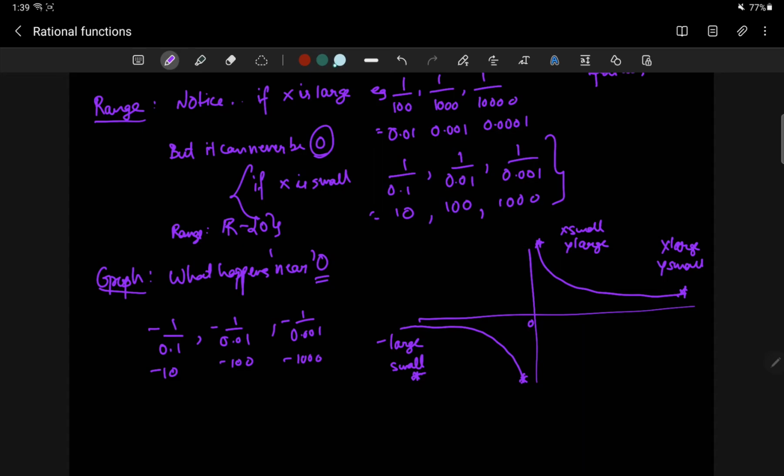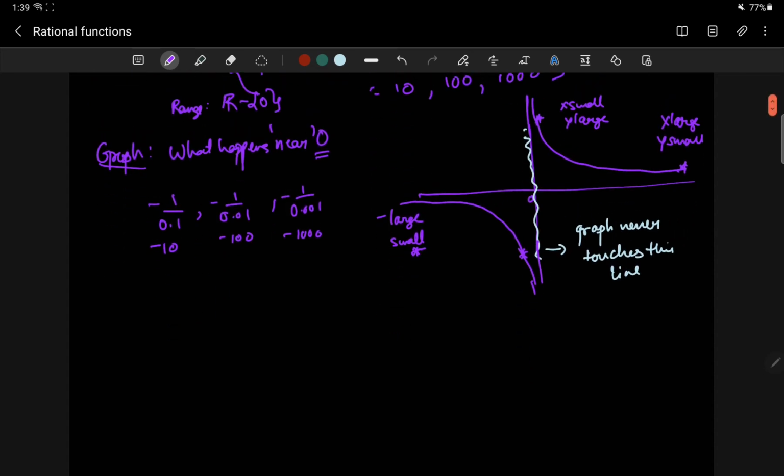So there is this line right in the middle that the graph is never going to touch. The graph never touches this line. It gets very close to it. So if you were to zoom in, these lines are going to be very, very close to each other, but they never touch. And we give a special name to these kinds of lines. Such lines are called asymptotes.